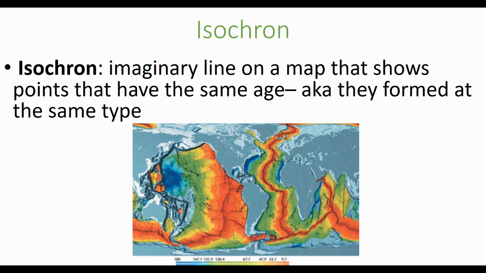So by matching the patterns on the seafloor with a known pattern of reversals on land, scientists were able to determine the age of the ocean floor from magnetic recording. This created these isochrone maps of the ocean floor that you see here. An isochrone is an imaginary line on a map that shows the points that have the same age. That means that they formed at the same time.